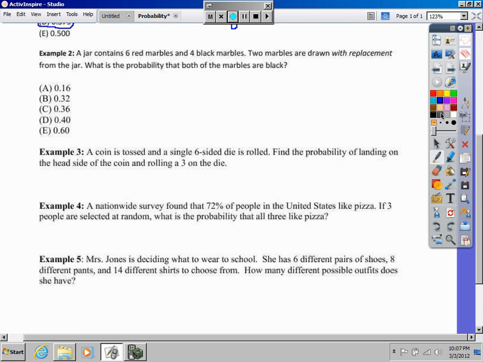Okay, example 2. Here we have a jar that contains 6 red marbles and 4 black marbles. 2 marbles are drawn with replacement. With replacement means that I put the marbles back in after I've drawn one out. What's the probability that both of the marbles are black? Well, we have 6 red marbles and 4 black marbles. So when we pick the first marble, our chance is 4 out of 10 that the first marble would be black. And then for the second one, I do it again, and that would be 4 out of 10 one more time.